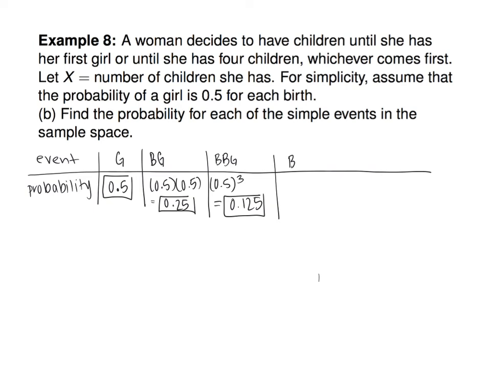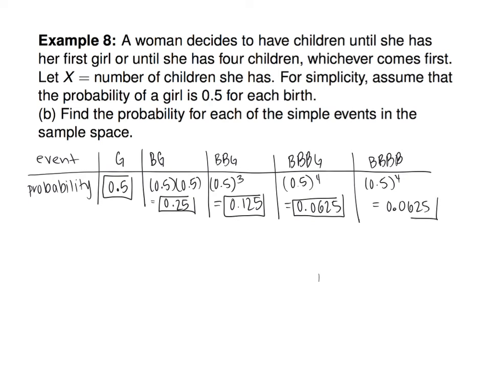And then two more outcomes: boy, boy, boy, girl. Well, that's 0.5 to the fourth. Just happens with probability 0.0625. And then the final one is boy, boy, boy, boy, 0.5 to the fourth, 0.0625. And if you just want to make sure that you're correct, you could add these probabilities up, and they're going to sum to 1. The final two sum to 0.125, and then 0.125 plus another 0.125 is 0.25, and then it's pretty obvious that you've got 1 here.